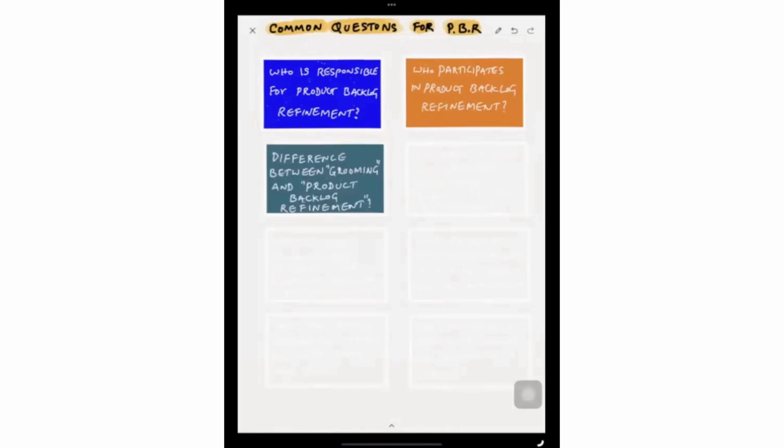What is the difference between grooming and product backlog refinement? Refinement was initially called grooming. But in, I think, the 2012 or 13 version of the Scrum Guide, it was changed to refinement because the word grooming is not used in a good manner. It's considered an abusive word in some countries. So Jeff Sutherland and Ken Schwaber, who are the co-creators of the Scrum Guide, changed it to refinement.